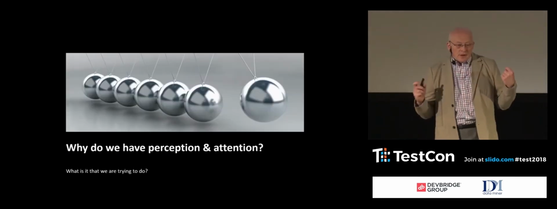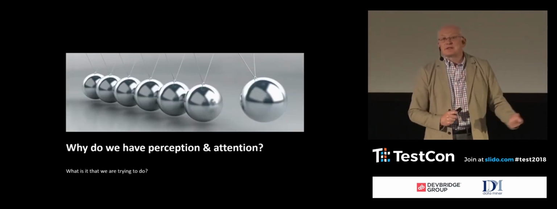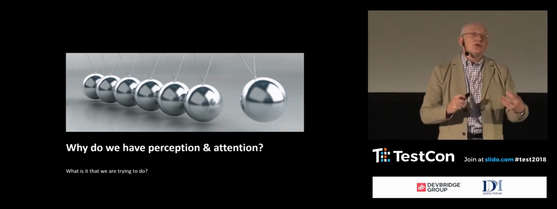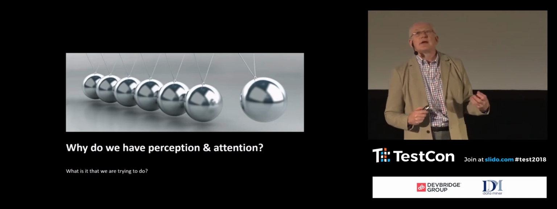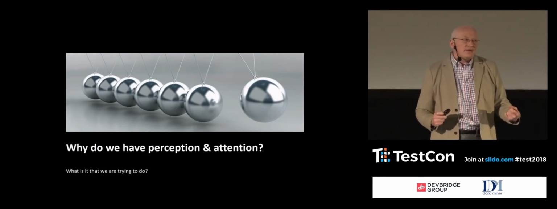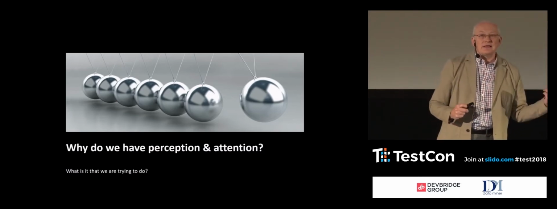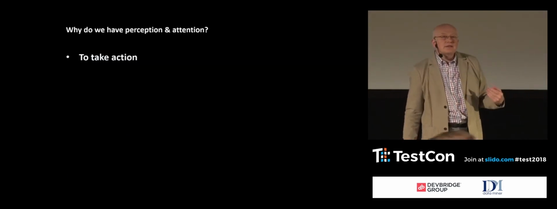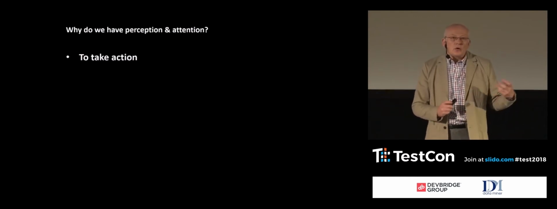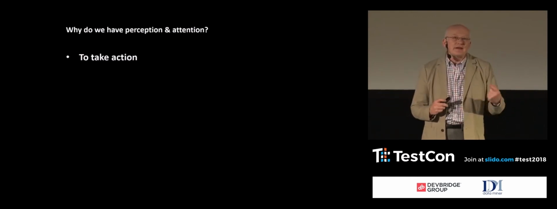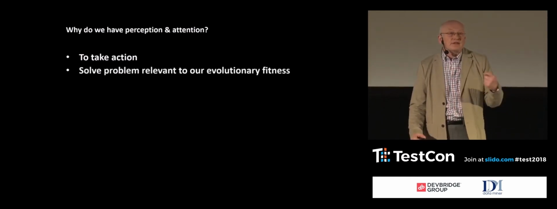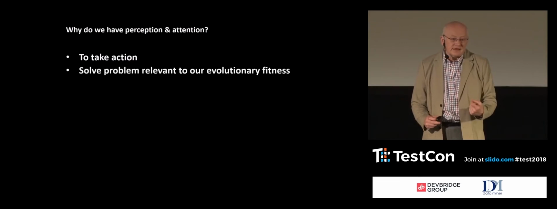So a question would be, why do we have perception and attention at all? That's a useful question, because you could develop an organism that doesn't have anything at all like that, and it could still survive. If you ask the psychologists, and particularly evolutionary psychologists, they would say we have perception in order to take action, or to react favourably with our environments, or to solve a problem that's relevant to our evolutionary fitness.